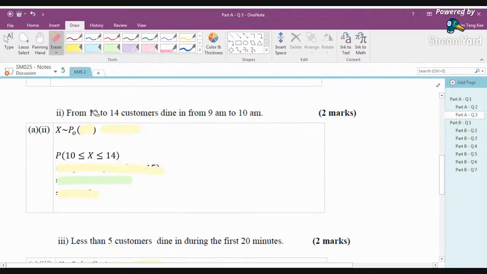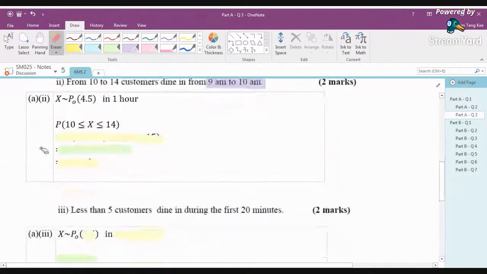We have equal sign because include 10, include 14. And in this case here, what is the lambda referring to? We already know it's Poisson, but in this case of Poisson, what is the lambda? Let's see the time frame that we have, 9 to 10 o'clock. So in here, we find out that we have 1 hour. So if we discuss about 1 hour, in 1 hour, lambda is still 4.5.